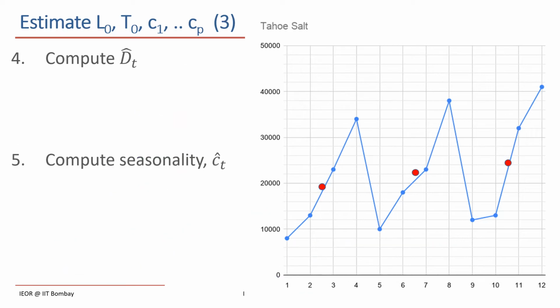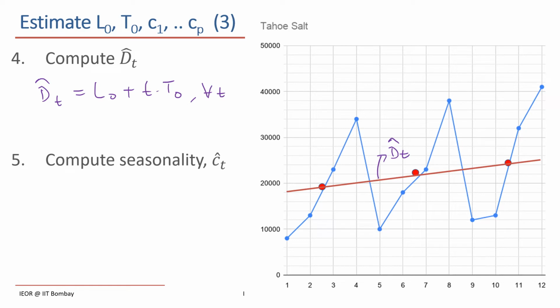For that, step 4, let us compute our d hat of t. Our d hat of t is nothing but a trend line that we want to estimate. So the d hat of t can be simply given as d hat of t is equal to L0 plus t into T0. This is for all t. So the red line here actually represents your d hat of t.